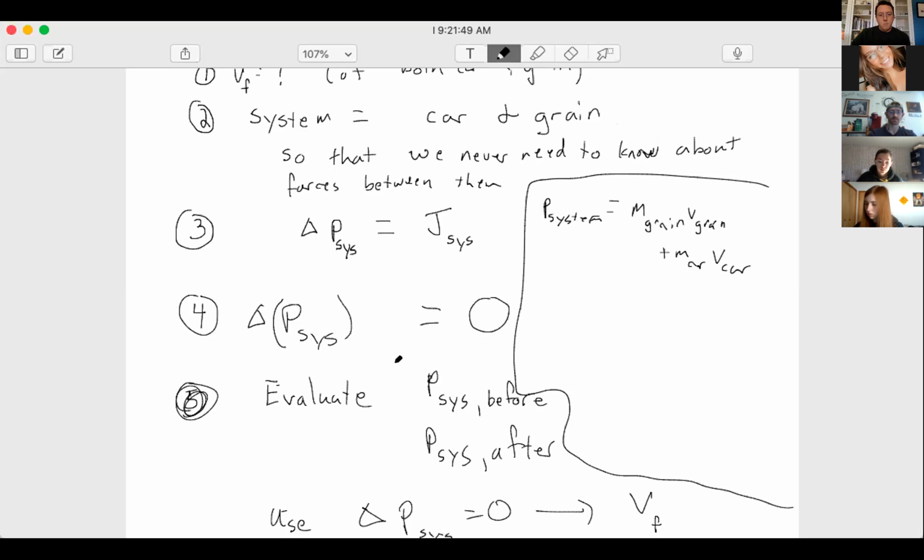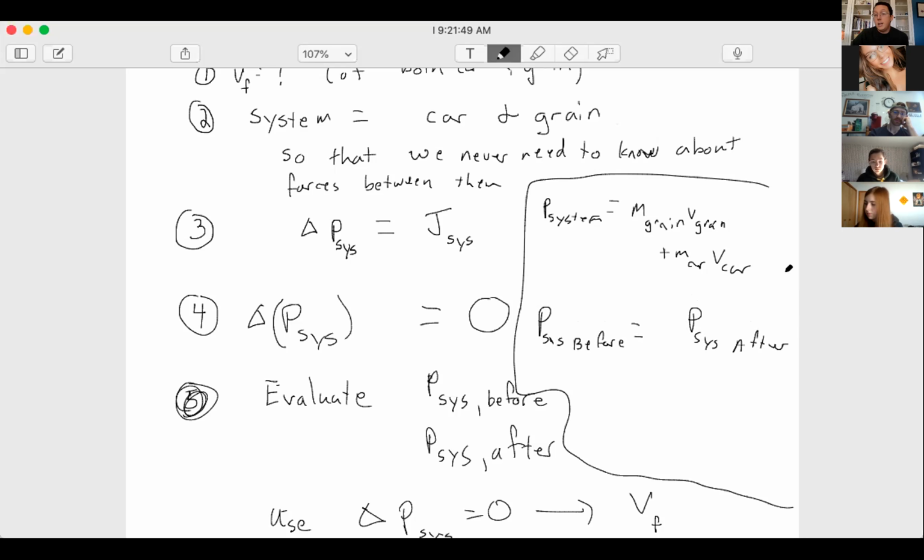And my key equation says that the change in momentum of the system is 0. So that means that the momentum before the collision is the same as the momentum after the collision, because it's not changing. So I want to write down the momentum of the system before equals the momentum of the system after.